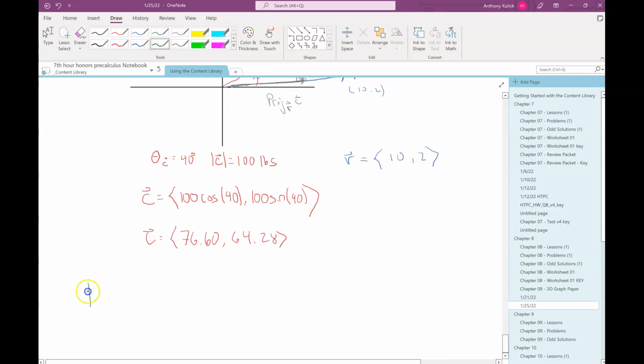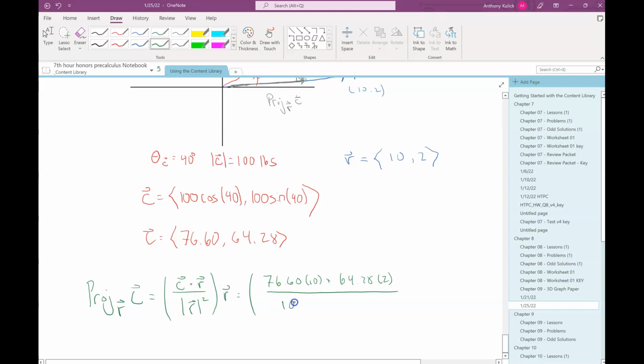Okay. Notice that I am not doing the shortcut because my ramp is not a unit vector. So 7660 times 10 plus 6428 times 2, over 10 squared plus 2 squared, times ⟨10, 2⟩.